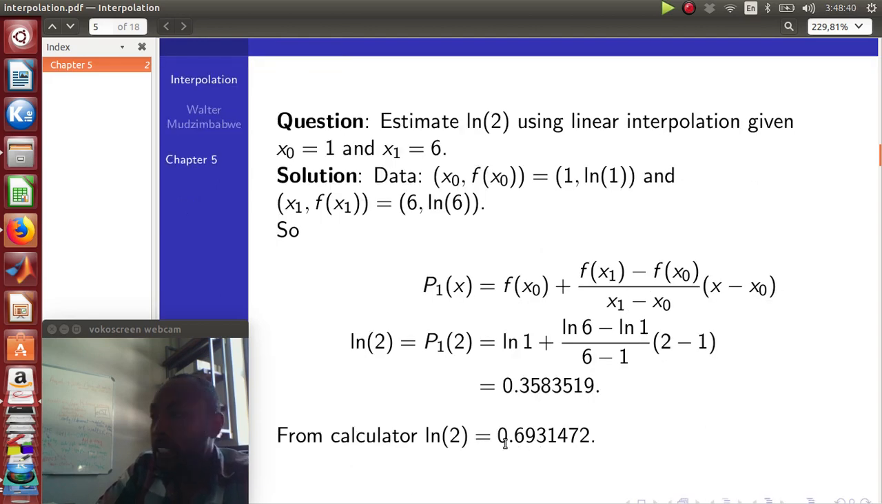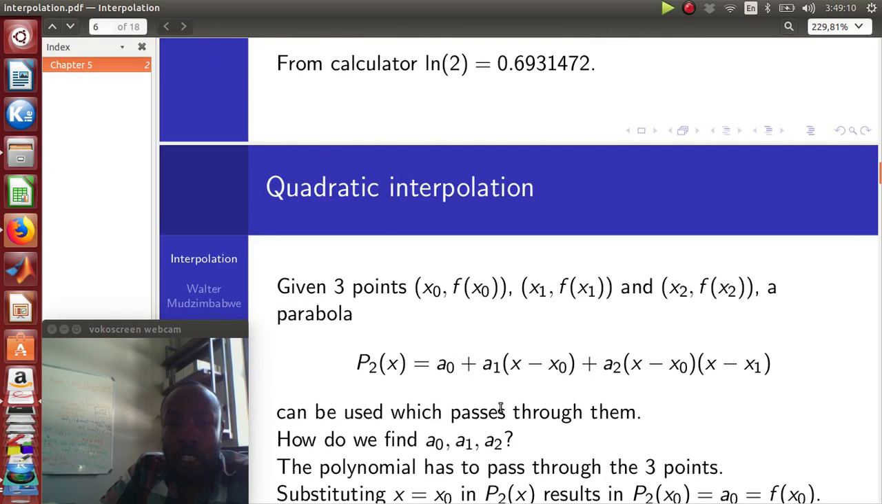Now if you punch in your calculator and try to find log 2, you find that this is what you get. So using linear interpolation between 1 and 6, we got this. The exact value is this, which is quite bad, but that's expected because linear interpolation is the simplest form, but it is a good starting point.